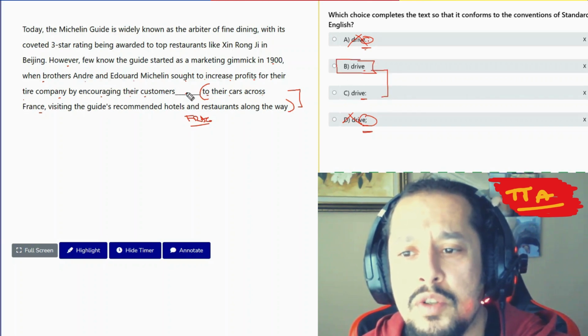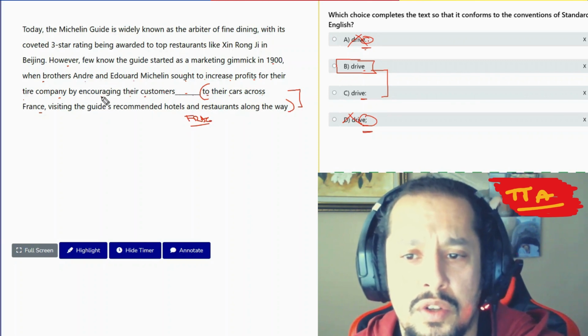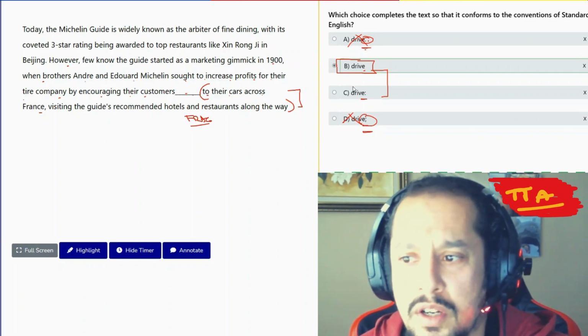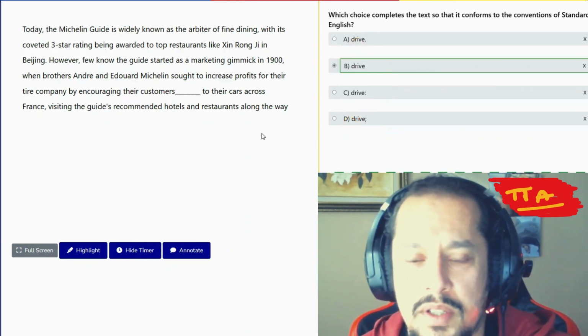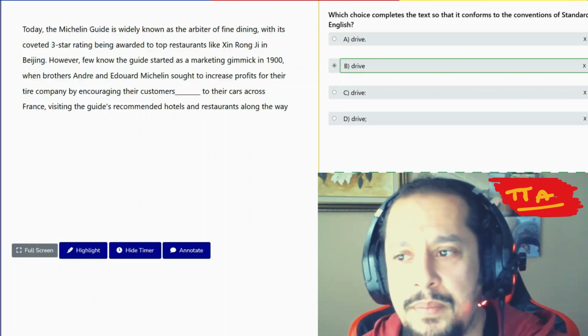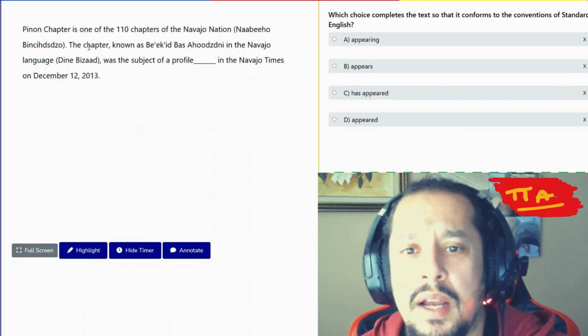By encouraging the customers to drive, they're encouraging their customers to drive. They're encouraging the customers to drive. The "to" is not here, obviously. It doesn't have to be. Question number 9.